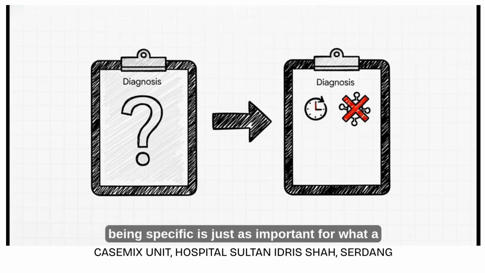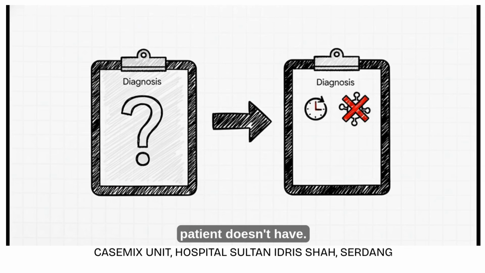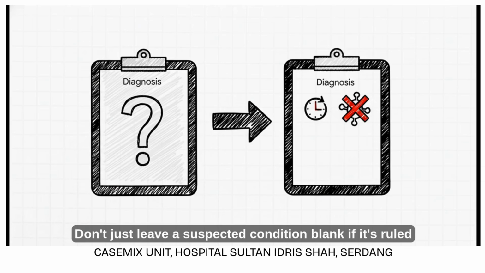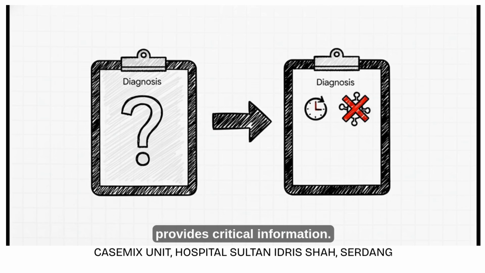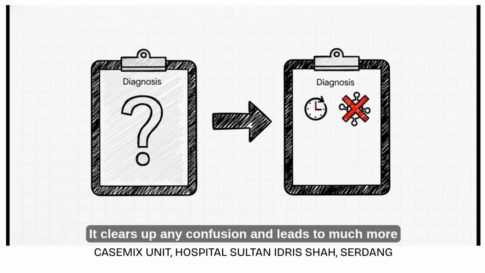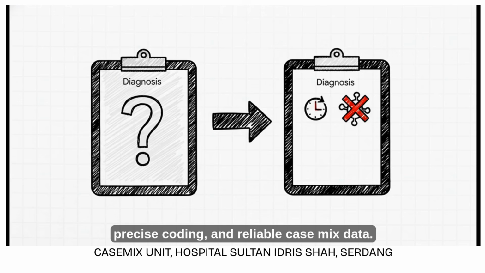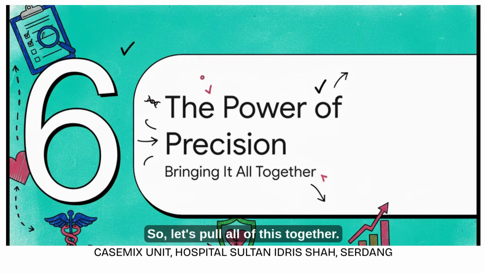Being specific is just as important for what a patient doesn't have. Don't just leave a suspected condition blank if it's ruled out. Using phrases like personal history of or ruled out after investigation provides critical information. It clears up any confusion and leads to much more precise coding and reliable case mix data. So, let's pull all of this together.